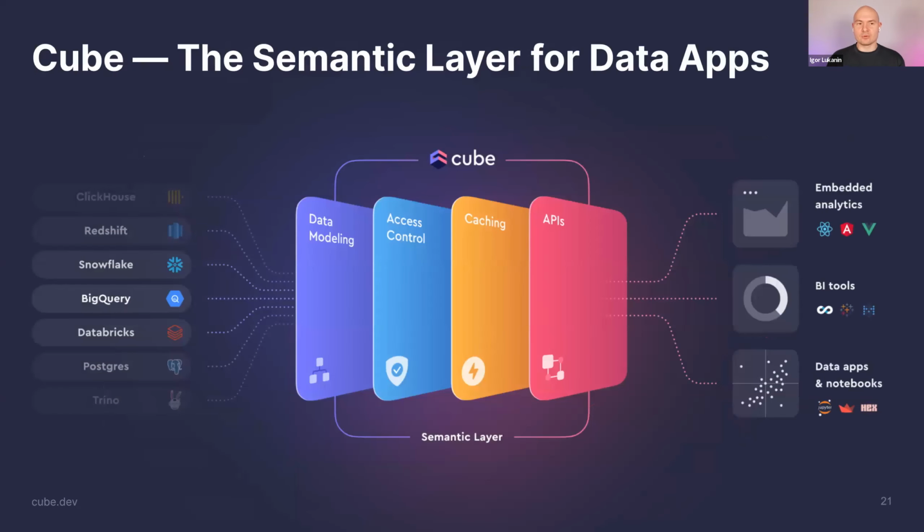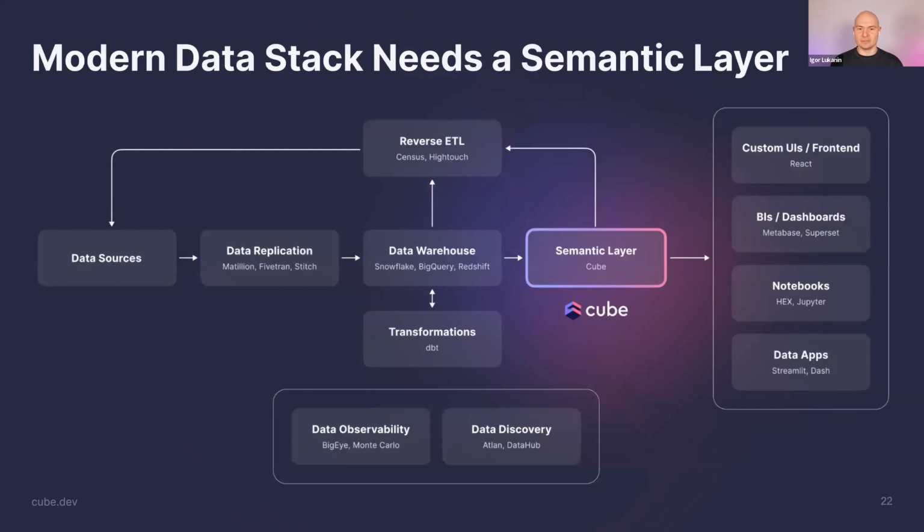So our approach to solving that is by bringing a semantic layer in between, and Cube is an implementation of such a semantic layer. It contains four so-called layers: data modeling, access control, caching, and APIs. And they provide certain values. We'll dig into that deeper, but let me just show you a more high fidelity schema or diagram in which we can better understand what is the proper place of a semantic layer in your data pipeline, right?